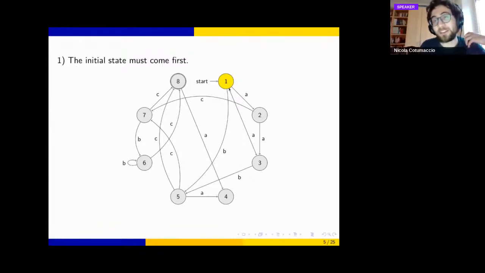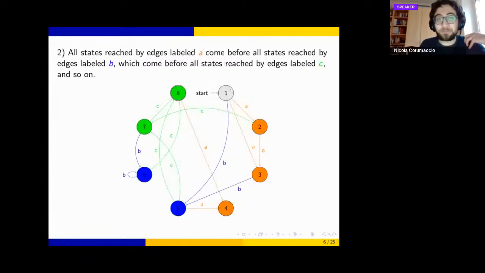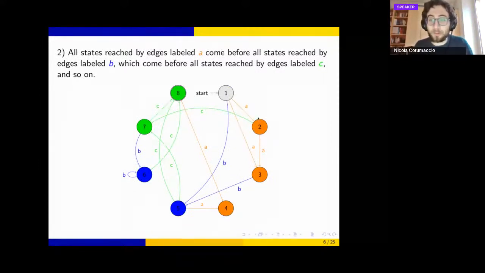First, the start node of the automaton must come first. Second, as you can see in this example, all nodes labeled A come before all nodes labeled B, and so on. So this node is only reached by edges labeled A. This node is only reached by edges labeled A. This node is only reached by edges labeled A. Here B, B, C, and C. So I should respect the order of the letters, the alphabetical order.